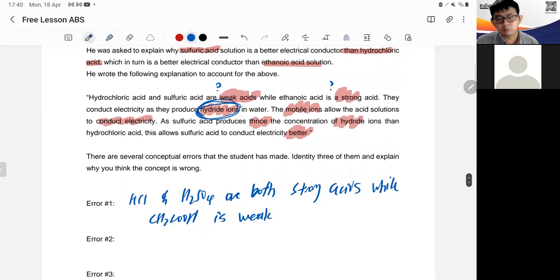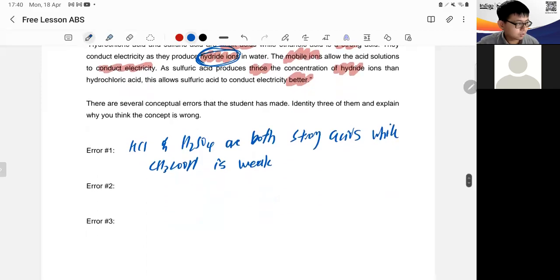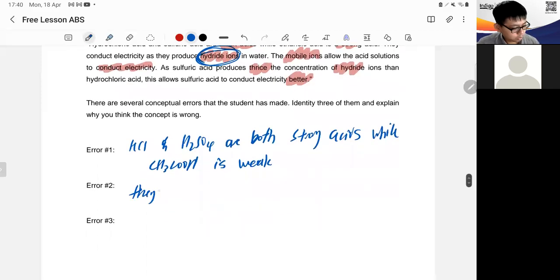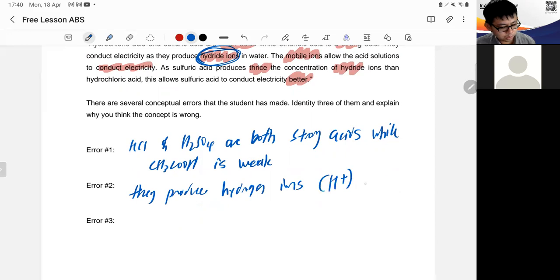Error 2, this is the one. Very egregious, right? What hydride ions? Hydride is like that, H minus. It doesn't produce H minus, it produces H plus, right? So all the acids in this case produce hydrogen ions, which are H plus in water, not H minus hydride ions.